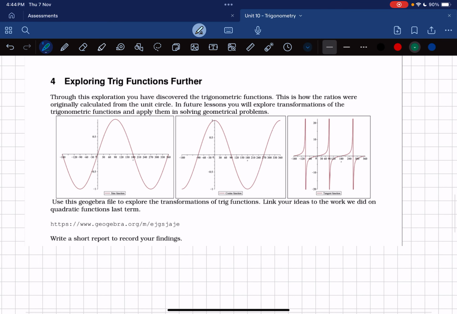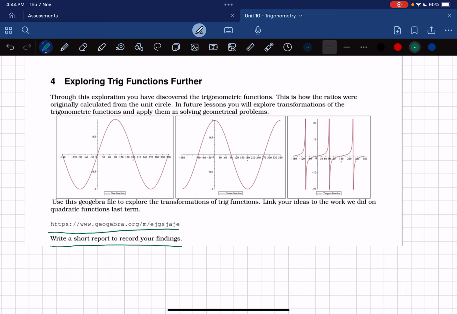So next thing we're going to do is pause the video, and we are going to be taking a look at this link here. Okay, so go find the PDF of our investigation, click on that link, and have a little play with transforming our sine, cosine, and tangent functions. Once you do that, it asks you to write a short report or short record of your findings. So that's going to be on, we'll put that on our Lucid Spark dashboard. Okay, so I will put a link out to that.